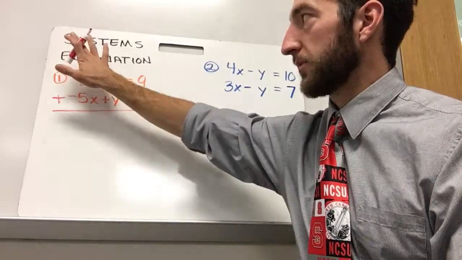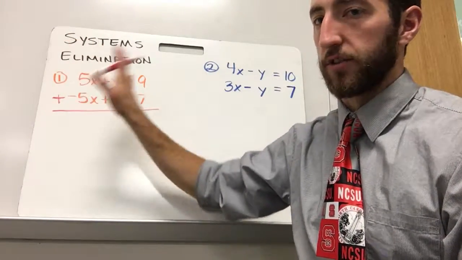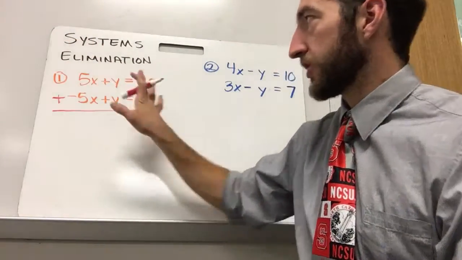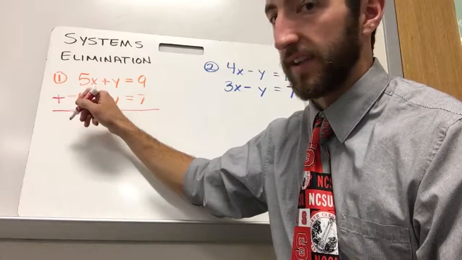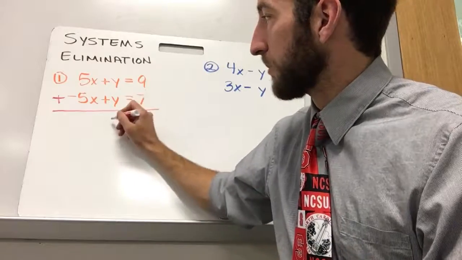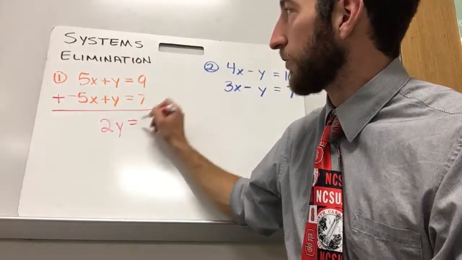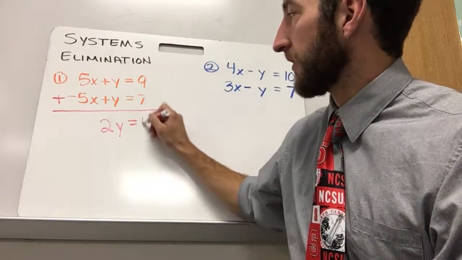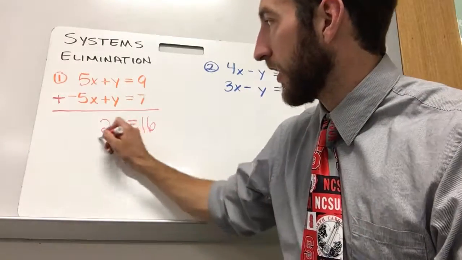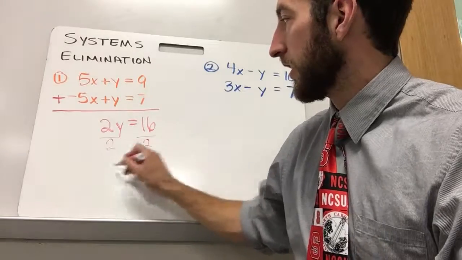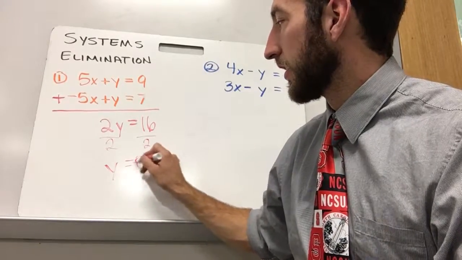Now remember, our form has to be all of our variables on one side of the equation, everything else on the other. So I add those, the x's cancel out. Then I have y plus y, which is going to be 2y, equals, and then 9 plus 7 is going to be 16. All right, so now we have a really easy equation to solve for. Divide both sides by 2, we'll get y equals 8.